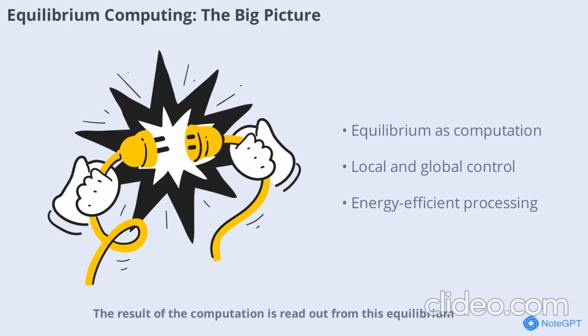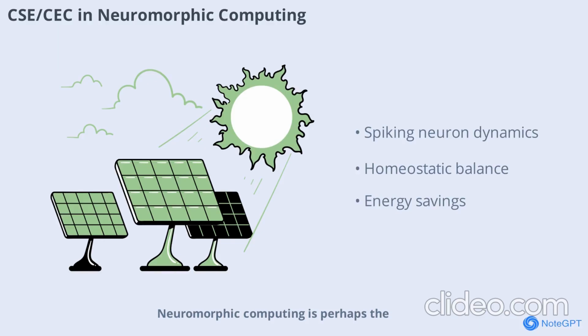This approach is natural for systems like neuromorphic hardware, where spiking neurons settle into stable firing patterns, or for thermodynamic computers, where the system relaxes to a minimum energy state. Even certain quantum computers like adiabatic or annealing models fit this mold. The key is that CSE and CEC provide local and global control signals to guide the system efficiently toward its goal. Neuromorphic computing is perhaps the most intuitive example of equilibrium computing.